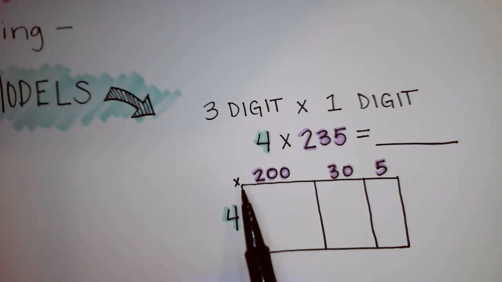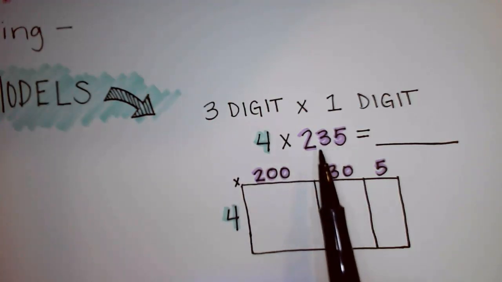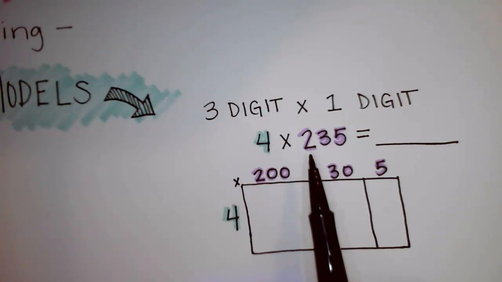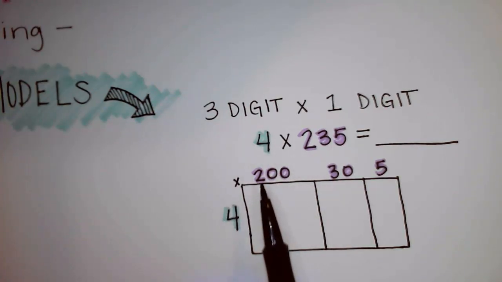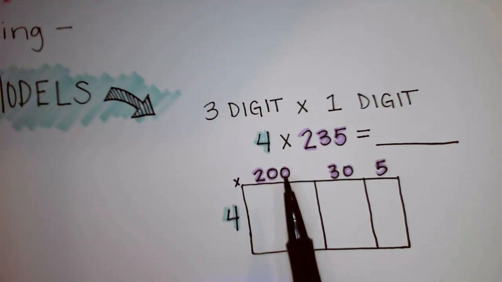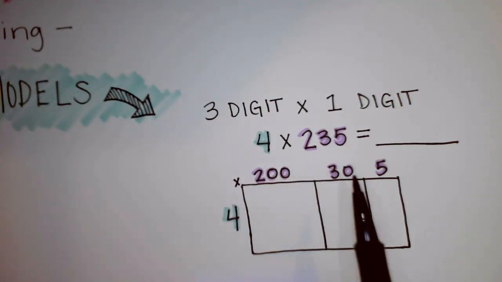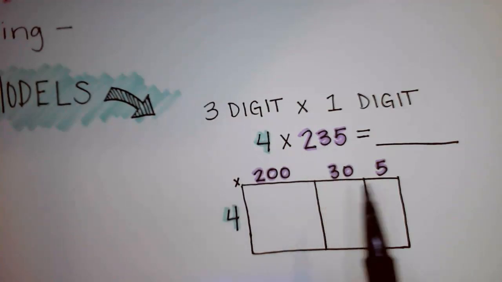And what we're going to do is we're going to break apart this 235 by place value. And this is just to make it easier numbers to multiply. These are friendlier numbers that we can multiply. So we're going to separate it 200 in our hundreds place. We have 30 in our tens place, and we have 5 in our ones place. From here, our next step is we're just going to multiply each section.